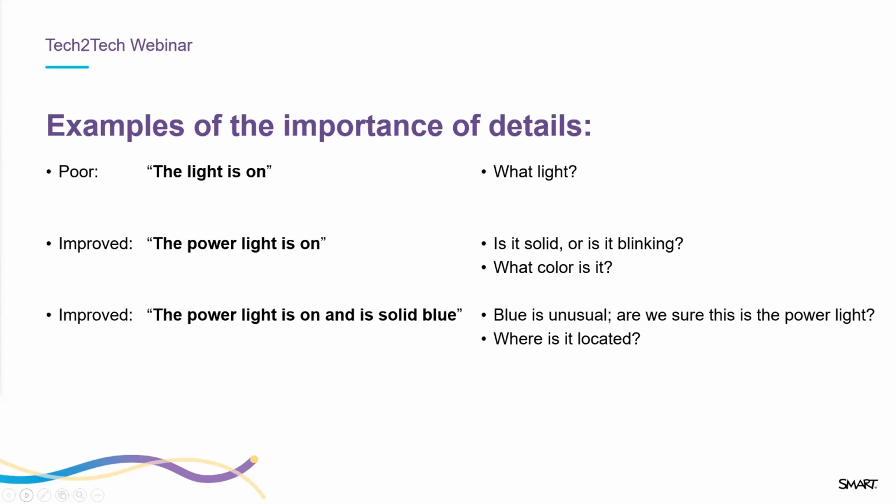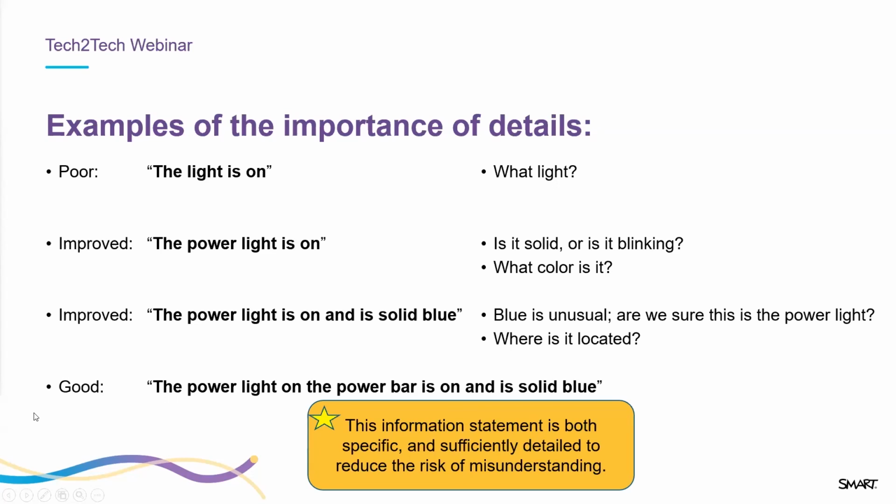Are we sure that this is the power light? Where is it located? So an even better statement, a really good statement would be the power light on the power bar is on and solid blue. This is a fantastic statement because it clearly indicates that we haven't checked what the power light is on the specific product itself. This particular type of statement is both specific and sufficiently detailed to reduce the risk of misunderstanding. And that's the importance of details, is reducing the risk of misunderstanding.